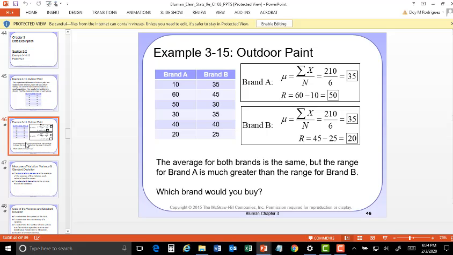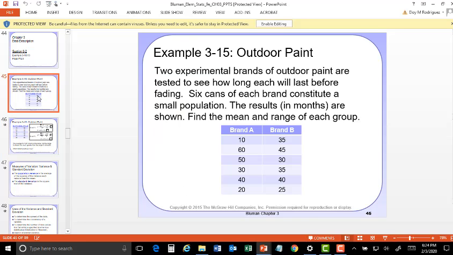Would you get the one that has the smallest range, or the one that has the widest range? These numbers here, what do they represent? It represents how long each will last before fading. So I guess they're in months.